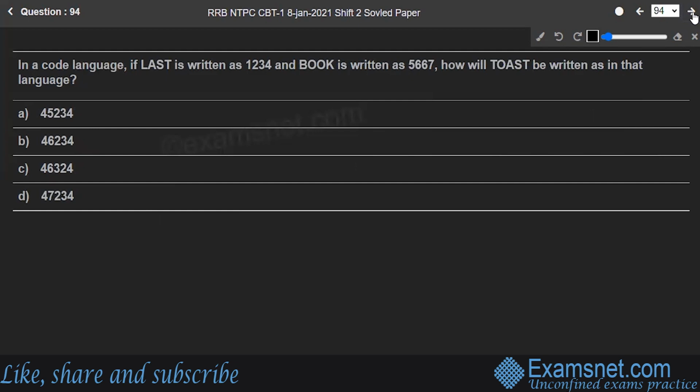Same, see, in so many questions regarding the alphabets, and in most of them, we'll be using the alphabetical place value table. Okay. Next one. In a code language, if last is written as this, book is written as this, how will toast be written in the same language? Let's go. So last is written as 1, 2, 3, 4. L-A-S-T. It's written as 1, 2, 3, 4. And book, B-O-O-K, is written as 5, 6, 6, 7.